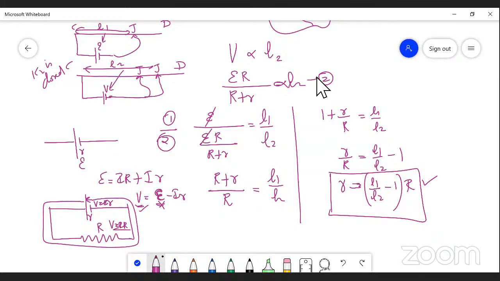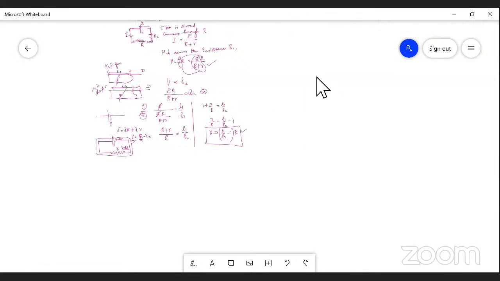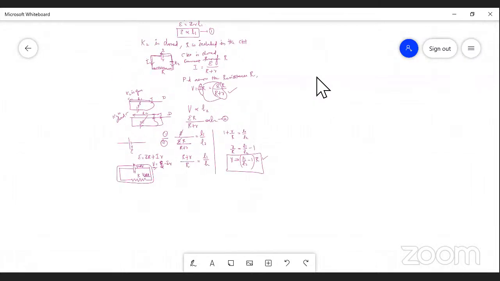So first, you have to find out the value of current. Current I equals E divided by capital R plus small r. And then, with the help of current, we can measure the potential difference across the resistors. V equals I into R, which is E by (capital R plus small r) into capital R. So this V is directly proportional to L2 now in the second case. So ER divided by R plus r is proportional to L2.